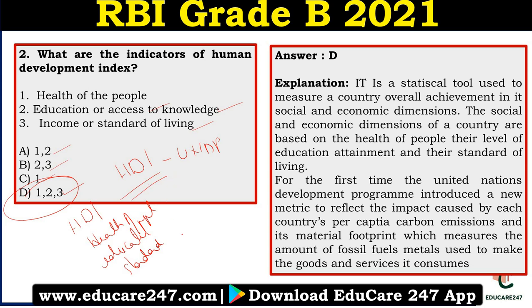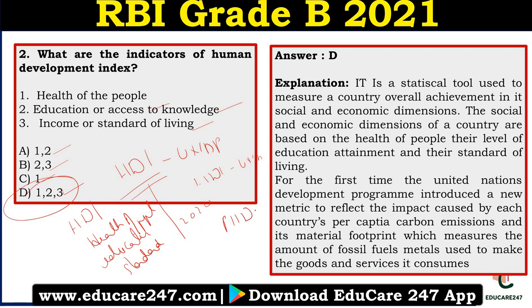You also need to know that in 2020, for the first time, a new metric to reflect the impact caused by the country's per capita carbon emissions and its material footprint was used. So in 2020, when the HDI was released by the UNDP, they also used the impact caused by the country's per capita carbon emissions. This metric is called the Planetary Pressures Adjusted HDI or the PHDI.